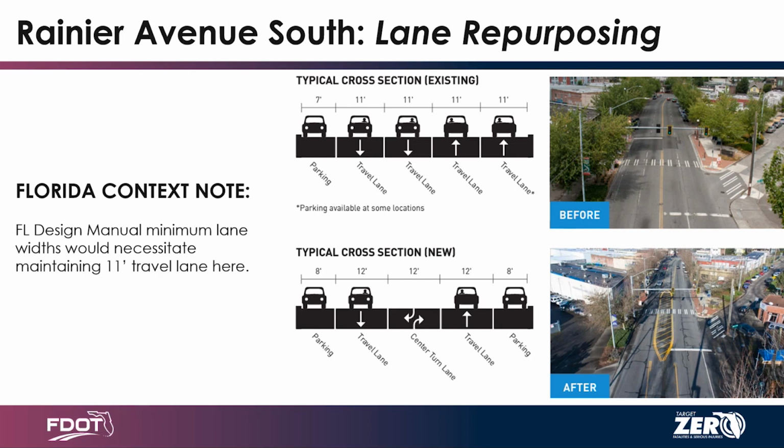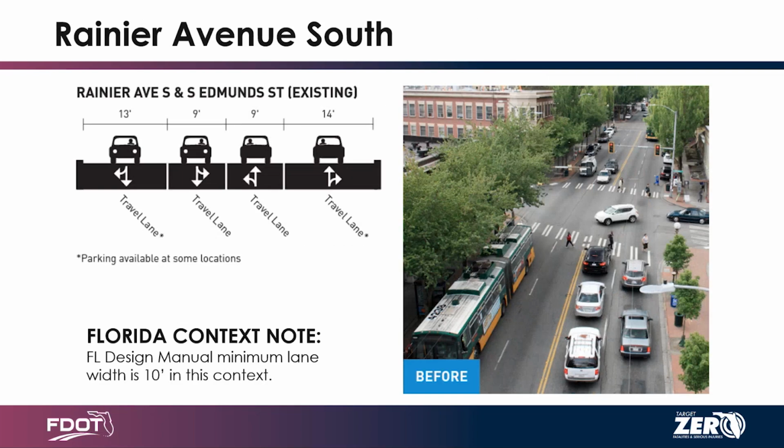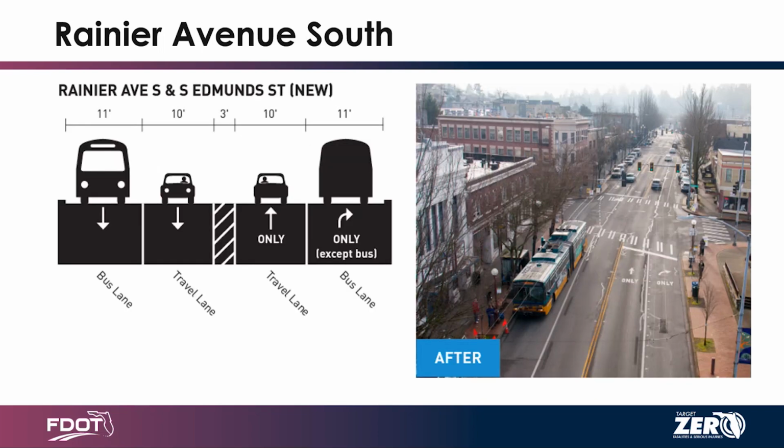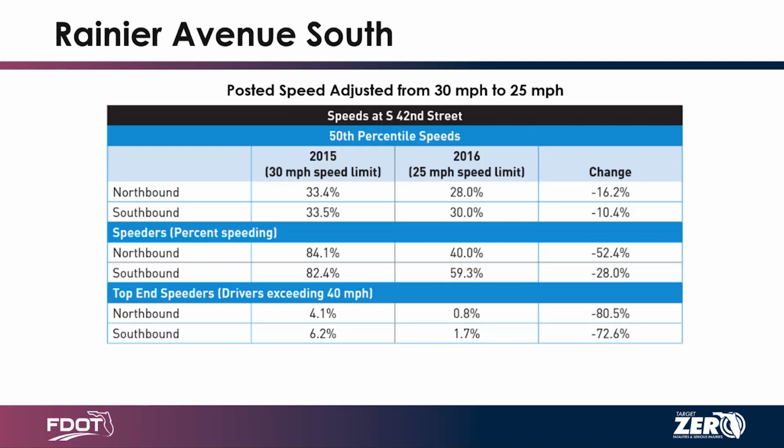So kind of going back to what we're doing, you're looking at 4 11-foot turn lanes and a 7-foot parking lane. The new cross section is 2 12-foot travel lanes, 1 12-foot center turn lane, and 2 8-foot parking lanes or bus lanes. Rainier South, you actually did squeeze it into 9-foot lanes. Just understand that's not Florida standard, but they did it. Looking at the other typical section as you continue through.